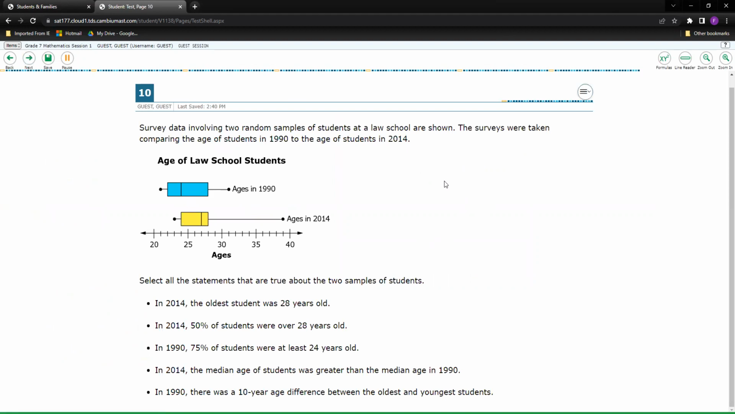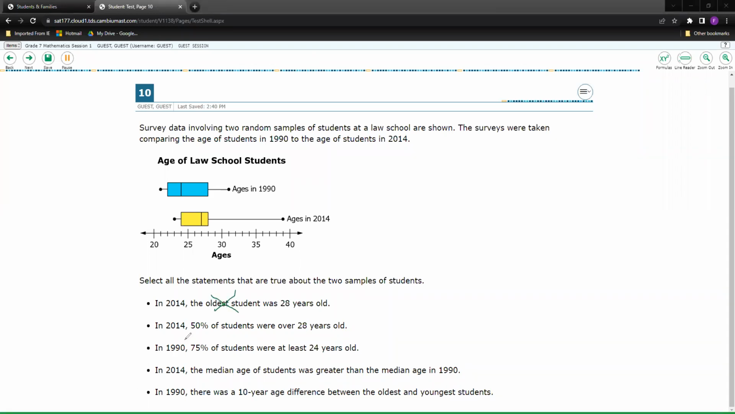All right, remember, every segment of these boxes from the point to the beginning of the box is 25%. Then inside the box is 25% each, 25%, and 25% on the last whisker. So let's see what it says here. In 2014, the oldest student was 28 years old. So that's the yellow box. The oldest student here was actually 39. So it is not correct.